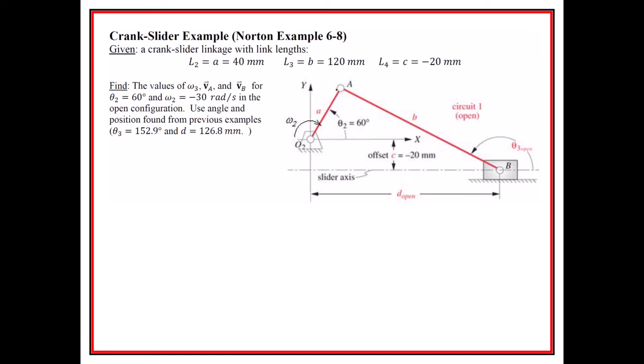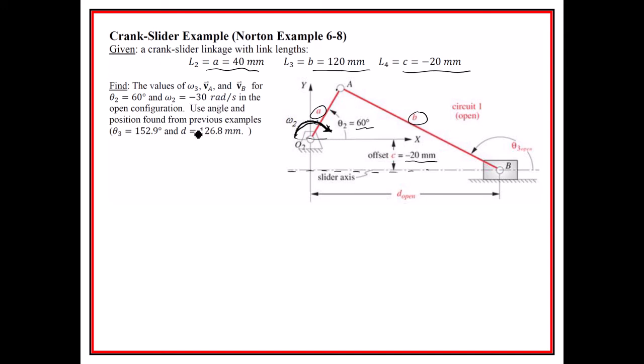And let's start out with black. Okay, so what we have here is a dimension A of 40 millimeters and a dimension B of 120, and we have an offset, so C is actually negative, so that the line of action right here is actually below this O2. And so this angle in terms of the position is 60 degrees, and omega is a negative 30, so therefore it's going to be clockwise, that omega 2 right here.